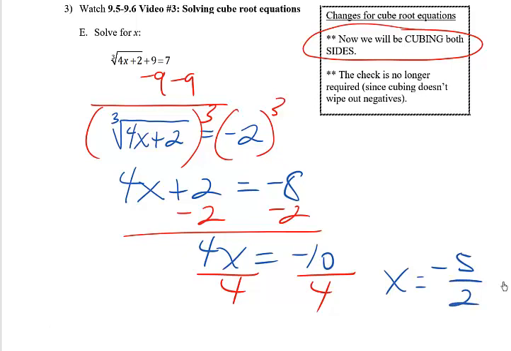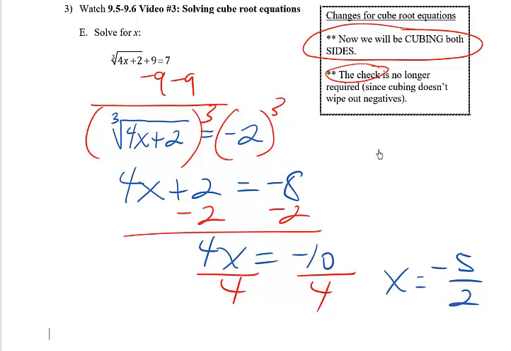Another really nice thing about the cube root equations, as it says in the box, the check, that mandatory check that we were doing before, you don't have to do that in these cube root equations. There are no extraneous solutions here. The reason for that is when you cube both sides, negative signs are preserved, right? We had this negative 2, we cubed it, it was still there.